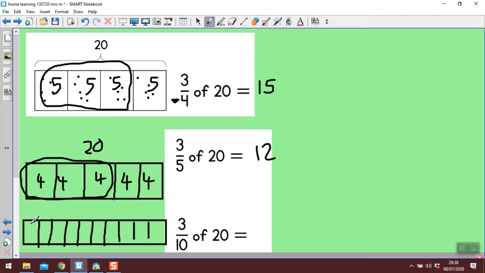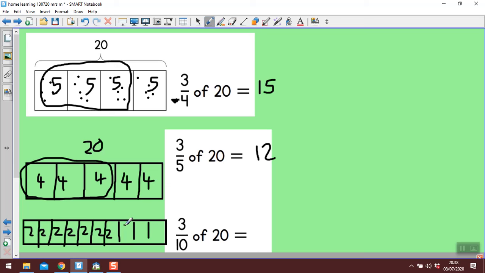I could share the dots across each until I've shared out 20, or say how many 10s are in 20? It's 20 divided by 10. And the answer is 2. So each part is worth 2. And altogether they'd make 20.